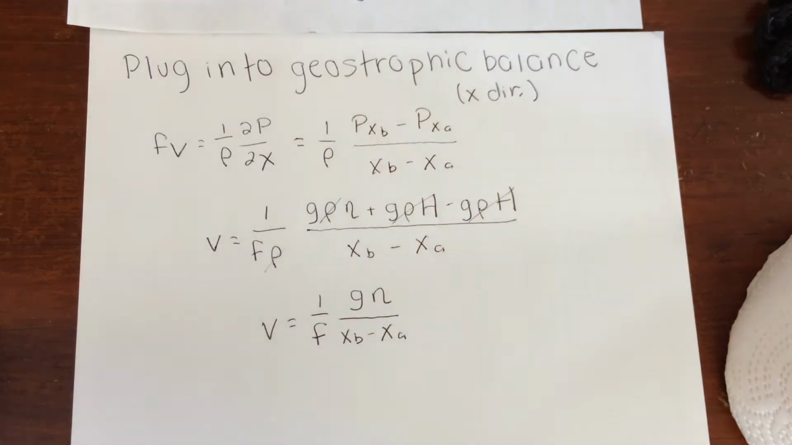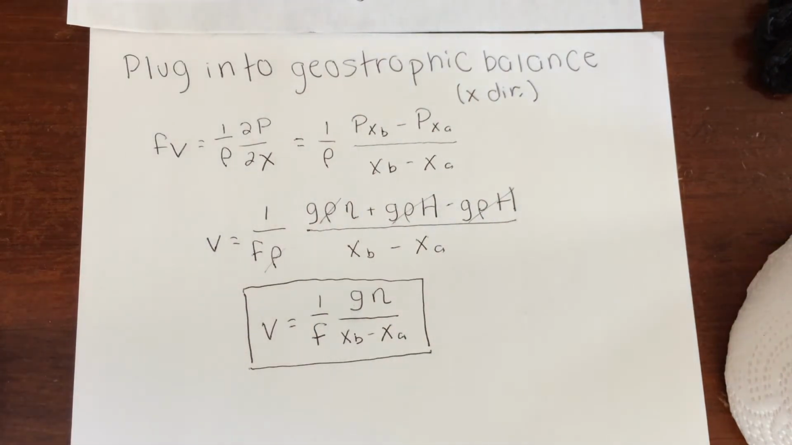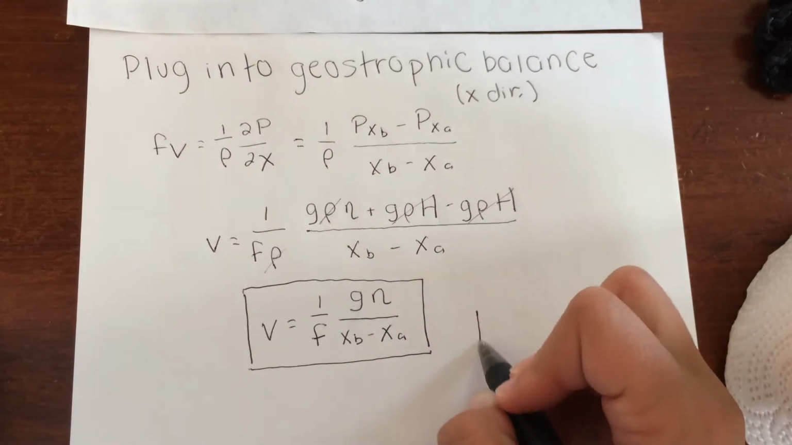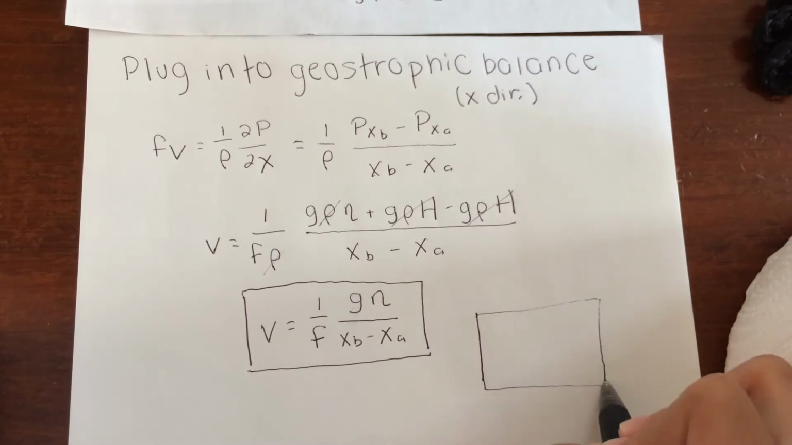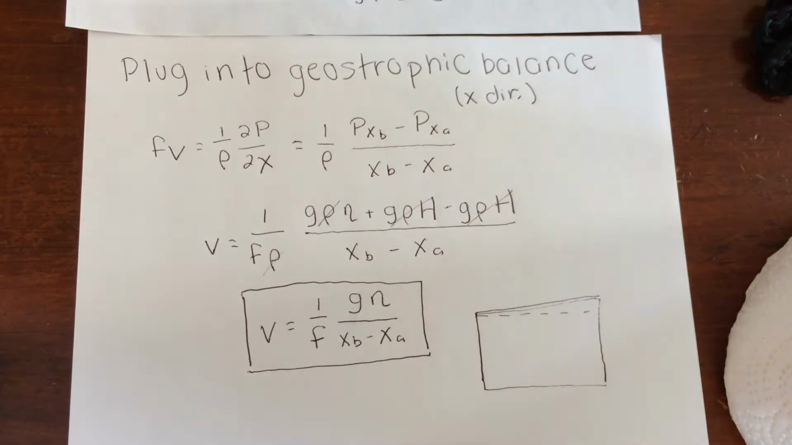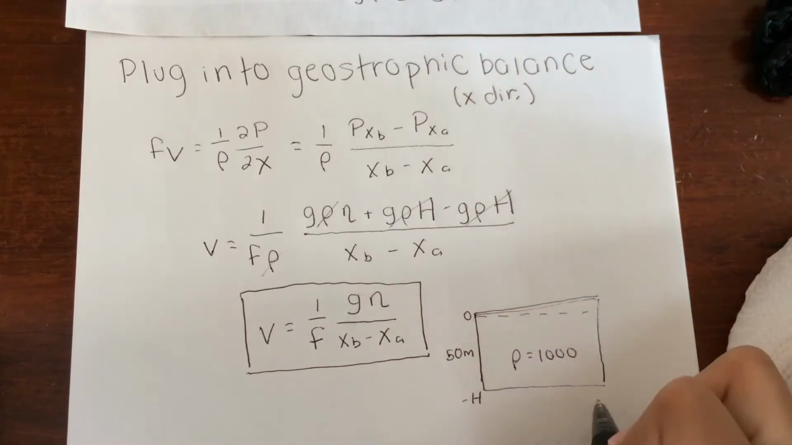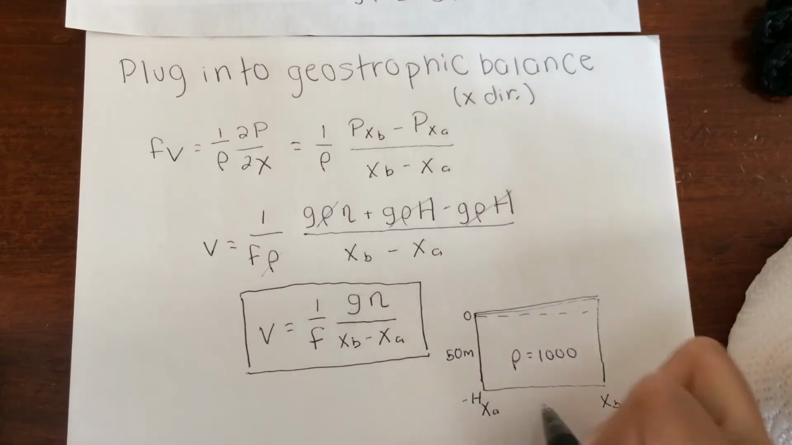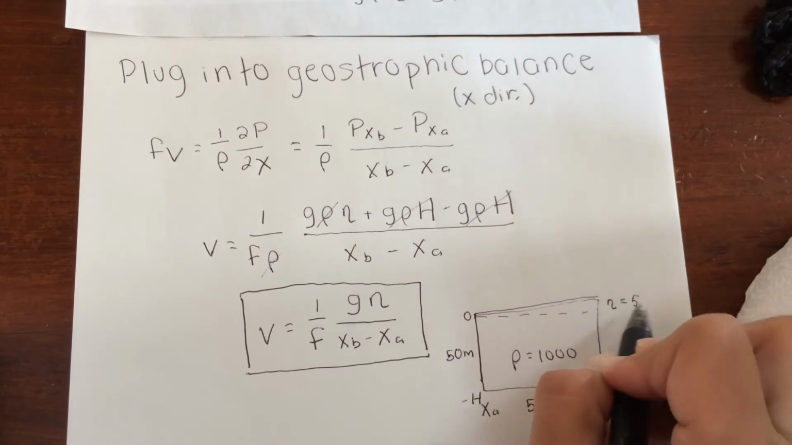Now, this expression probably doesn't mean much to you, but we can plug in numbers and solve for v to determine a typical value for geostrophic motion. Here we'll draw our same simple one-layered boxed ocean again. For simplicity, let's say our density rho is equal to 1,000 kilograms per meters cubed. The depth is 50 meters, and the distance between xb and xa is 50 kilometers. The height of our free surface, eta, is 5 centimeters.